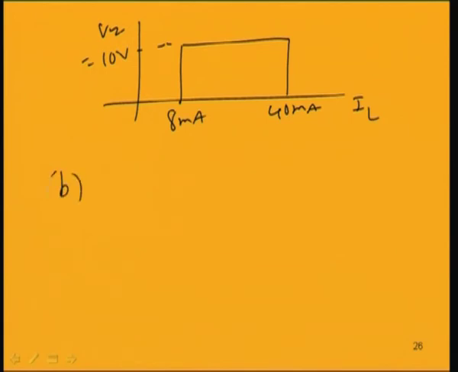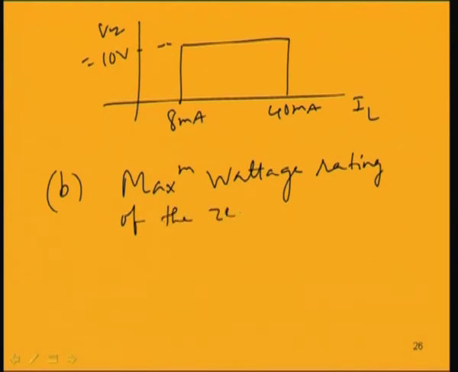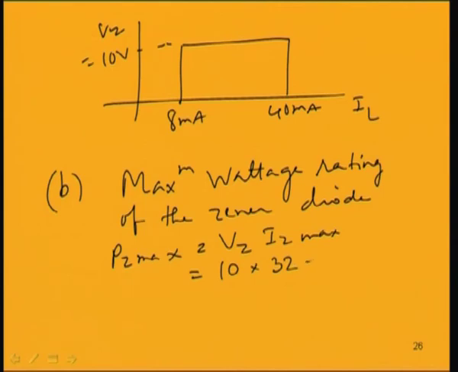Now, the second part, B part, is the maximum wattage rating, not voltage, of the Zener diode, which is to be found out. So, what is the maximum wattage rating? It is given by VZ IZ max. VZ is 10 volt, IZ max is 32 milliampere, provided in the data sheet. So, 320 milliwatts will be the maximum power rating of the diode.